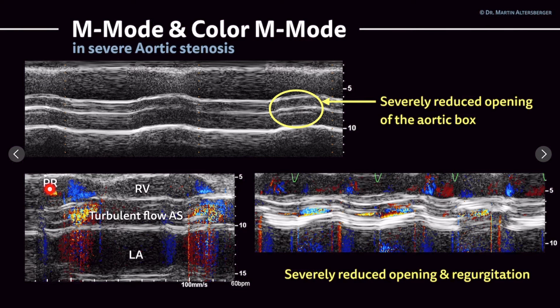This is a small pulmonic regurgitation. So this is the RV, the RVOT. This is the left atrium. And here we have turbulent flow. Also here turbulent flow showing aortic stenosis.